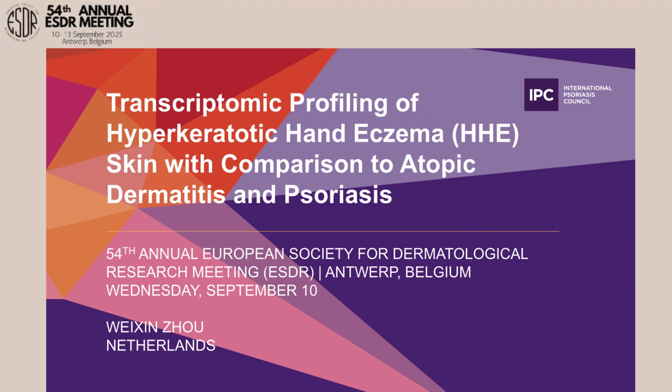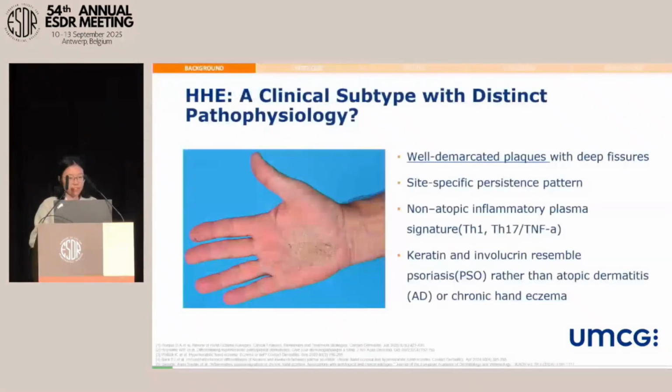Today, I am happy to share our recent study, Transcriptomic profiling of hyperkeratotic hand eczema skin with comparison to atopic dermatitis and psoriasis. Hyperkeratotic hand eczema is a clinical subtype of hand eczema and is characterized by well-demarcated plaques with deep and painful features. It shows a sign-specific persistent pattern where lesions remain localized to the same areas.